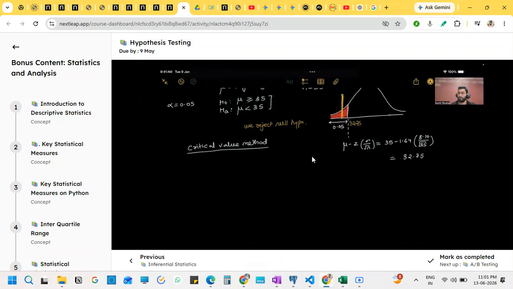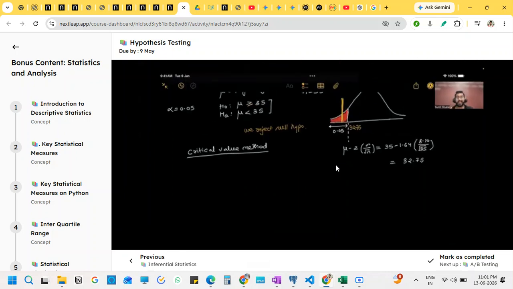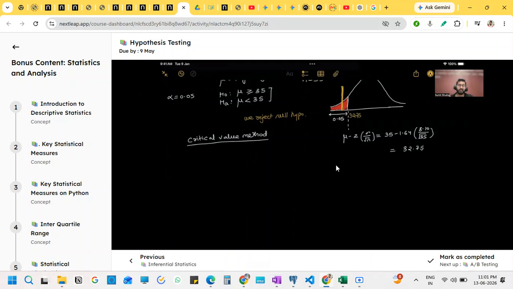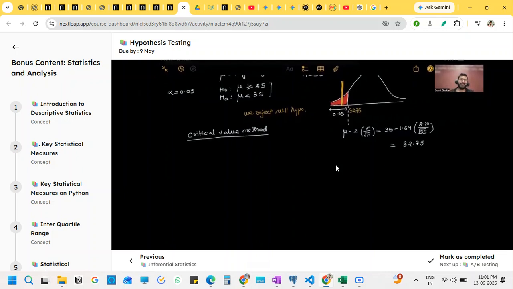Now we will be learning about the t-test and the p-value method. These are the two topics that we will learn: what is p-value, and what is t-test. Once we learn that, we will be able to solve a variety of questions, because these are two important concepts when it comes to hypothesis testing. So let's take a short break.